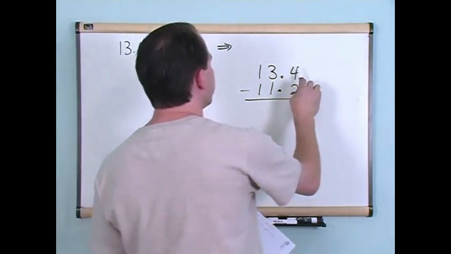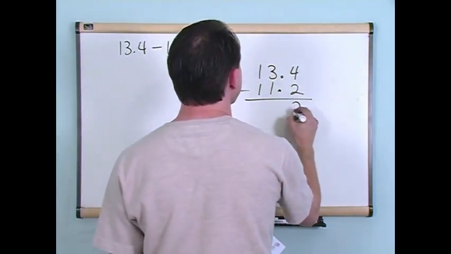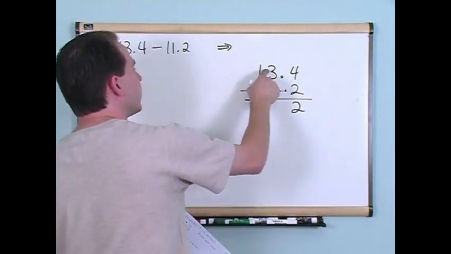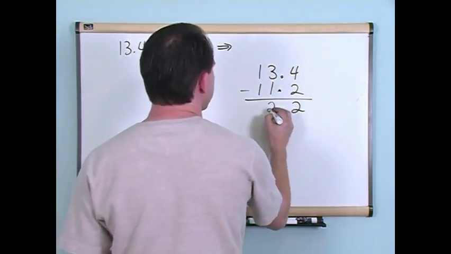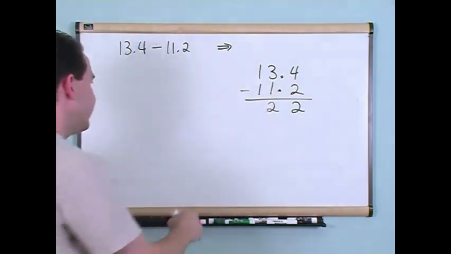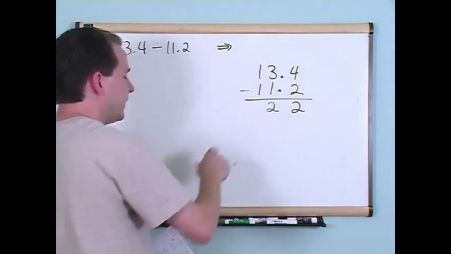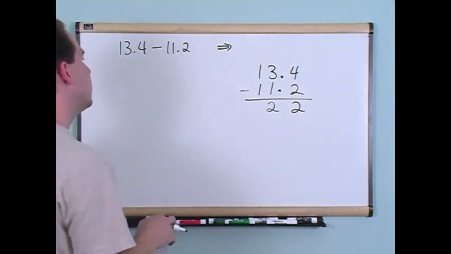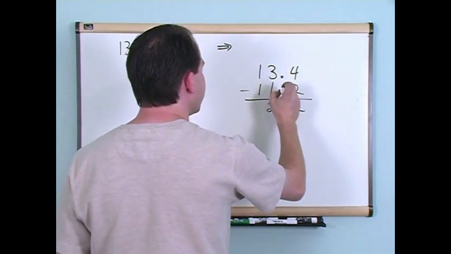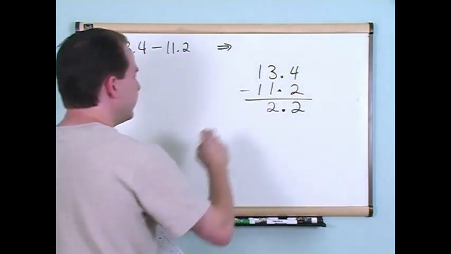Start in the right column. 4 minus 2 is going to give me 2. 3 minus 1 is going to give me 2. And 1 minus 1 gives you 0, but you don't need to write that because that's a leading 0 here. You never have to write those down. And then you just take your decimals, which are right here, and you drag it down. You put one right between these two numbers.